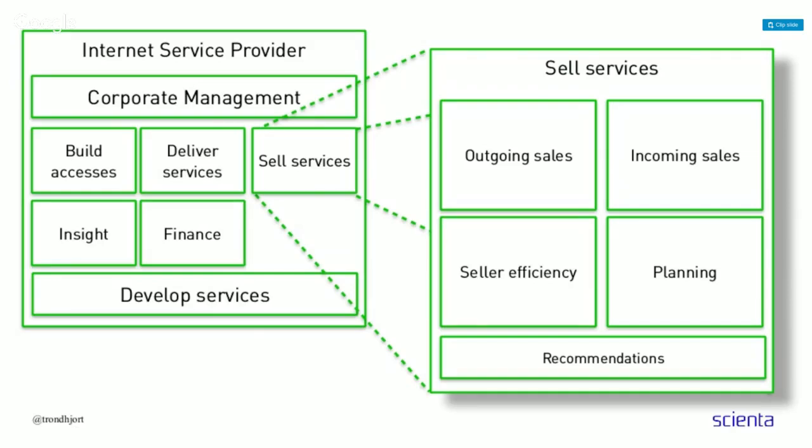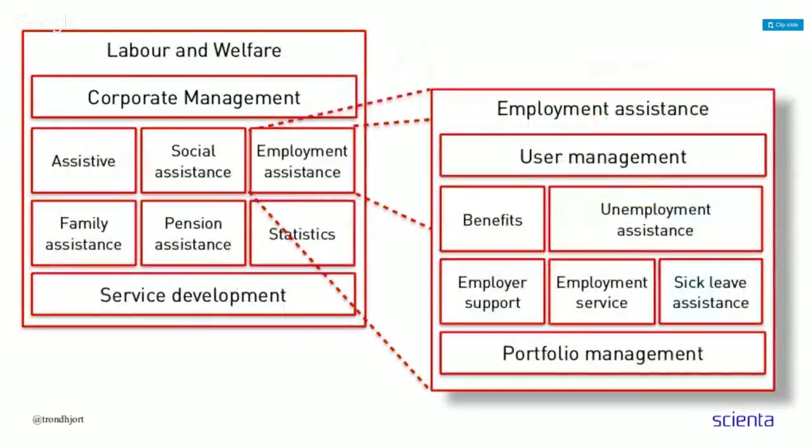If you go back a step, there's another example from labor and welfare, which I did when I worked at the labor and welfare administration in Oslo. You see here, you have more the same thing at the top level. You have corporate management and you have service development. It's very similar. These are sort of the basic things that a company needs. But if you look at the capabilities between those two, they're very different. You have social assistance, employment assistance, family assistance, pension assistance, and statistics. So you see, it's a wholly different way of configuring a company on this level.